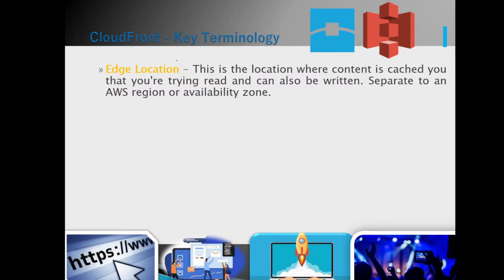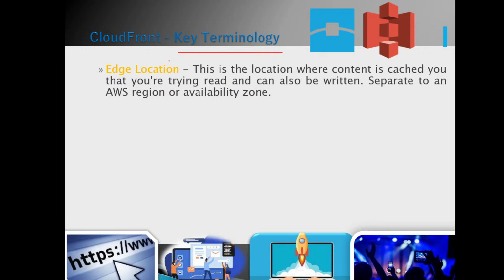Now there are a few key terminologies in edge location or CloudFront. Let's go one by one and understand the key terminologies in CloudFront. First is edge location. What is edge location? Edge location is the location where the content is cached that you are trying to read and write, separated from the availability zone. Edge location is the location where the data is cached, the actual physical server.